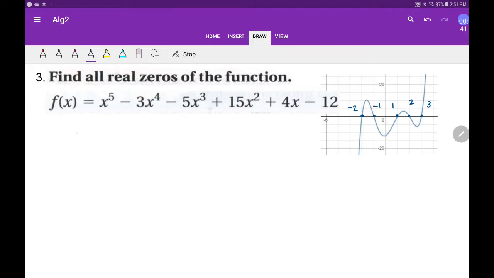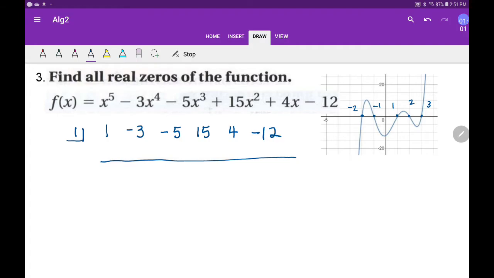We're going to test out these, and might as well start with something easy. 1. So my coefficients are 1, negative 3, negative 5, plus 15, plus 4. Sometimes I write the plus, but this time I didn't. Negative 12. Okay. It's a big polynomial of 5th degree.